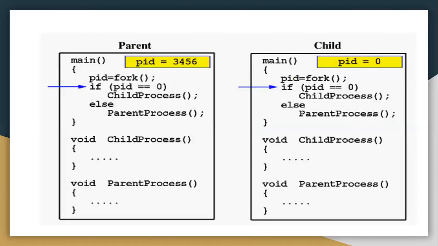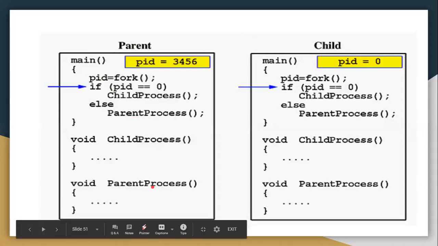Fine. So this is your parent and child. Every parent has a PID. You use the function fork. If the PID is equal to 0, then it is the child process, else it is the parent process. So this is the child process, and this is your parent process.